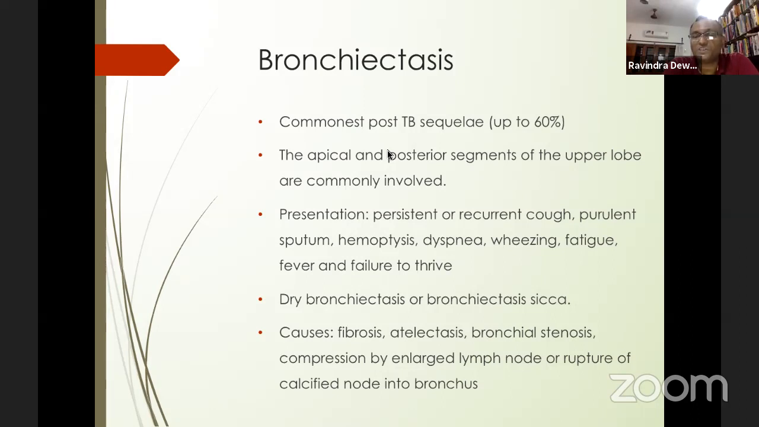And very often these patients end up getting recurrent courses of anti-tubercular therapy, which are not actually indicated, which is a wrong therapy, because most of these symptoms occur from superadded infections on the cavities or destroyed lung segment which is present. Dry bronchiectasis or bronchiectasis sicca, and the causes are fibrosis, atelectasis, bronchial stenosis, or compression by an enlarged lymph node, or rupture of a calcified node into the bronchus. Because these symptoms are very debilitating, patients are repeatedly coming to the hospital, and surgeries in some of these cases, not all of these cases, can offer long-lasting relief to the patient.